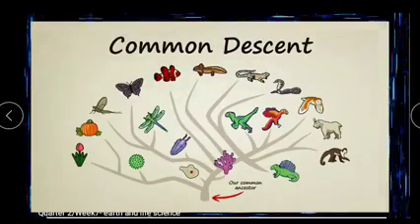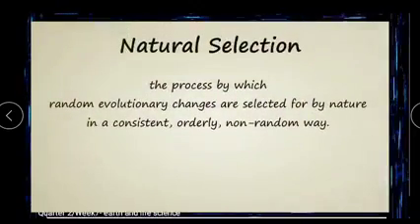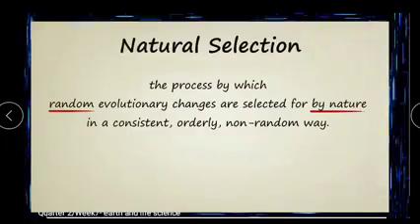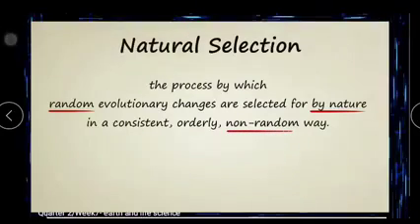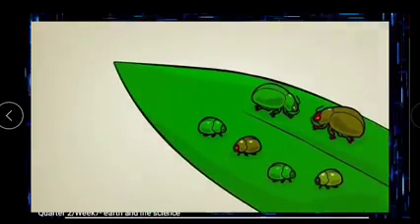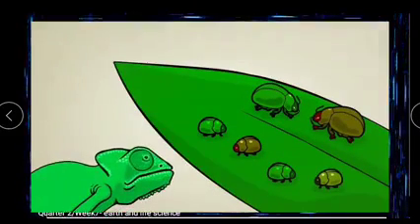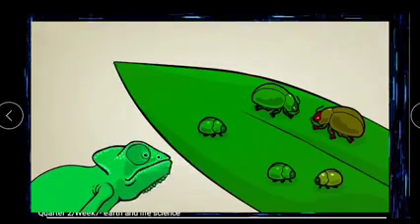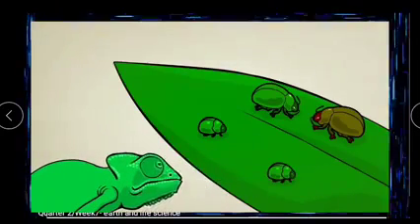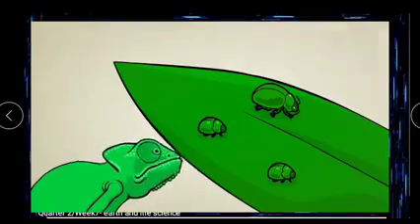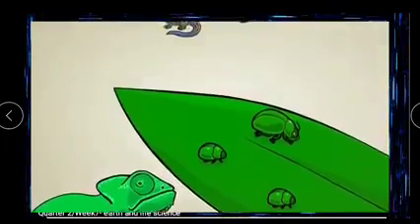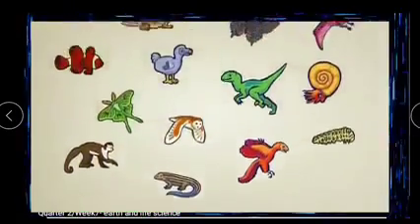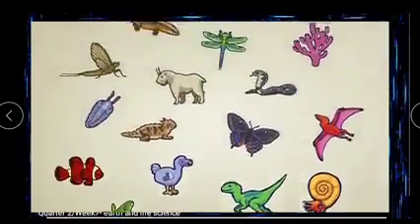So to sum things up, what exactly is natural selection? Natural selection is the process by which random evolutionary changes are selected for by nature in a consistent, orderly, non-random way. Through the process of descent with modification, new traits are randomly produced. Nature then carefully decides which of those new traits to keep. Positive changes add up over multiple generations. Negative traits are quickly discarded. Through this simple ongoing process, nature, even though it may not have a thinking mind, is capable of producing incredibly complex and beautiful creations.